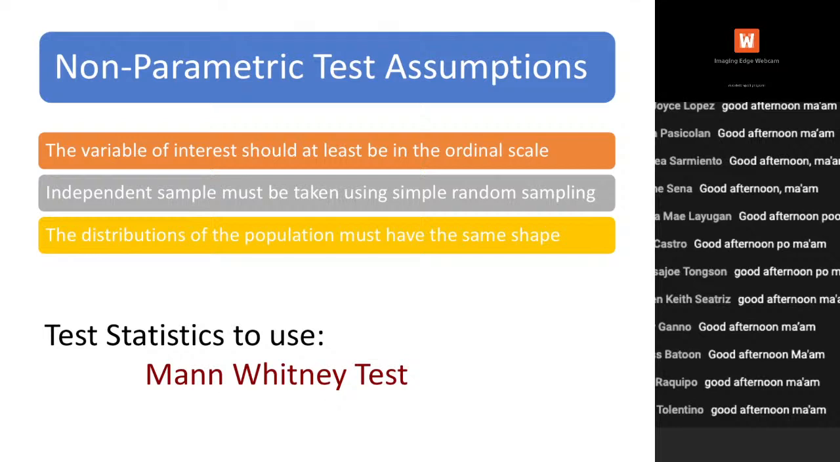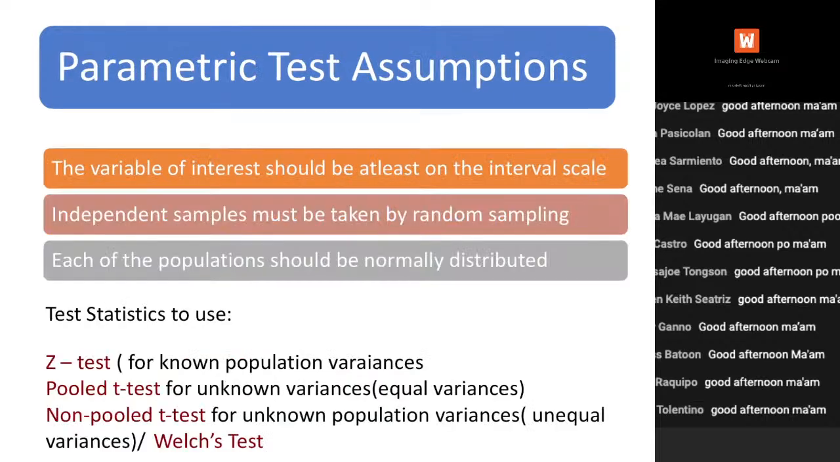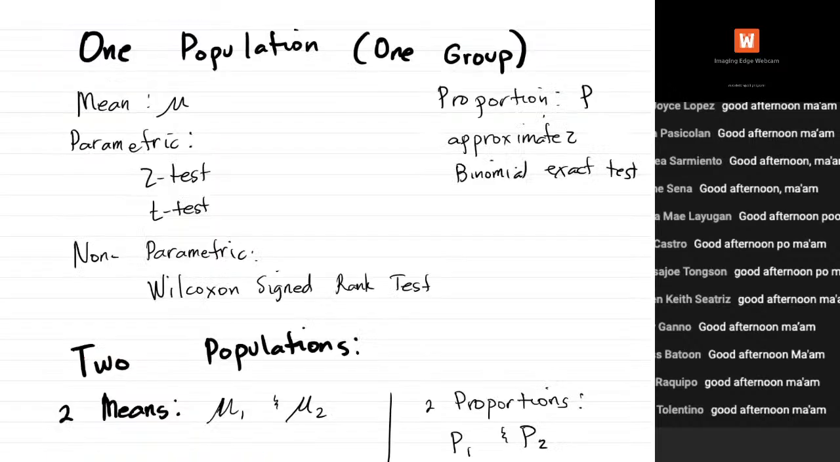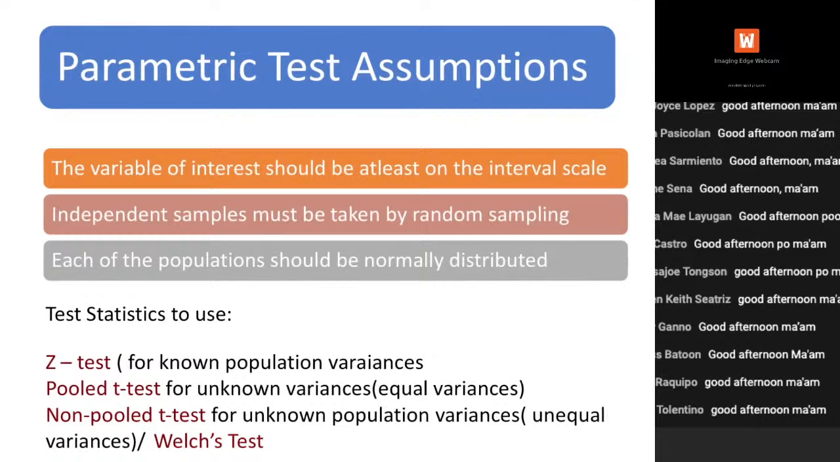Again, the data must be at least ordinal, quantitative. The sample is obtained by random sampling. The distribution of the populations must have the same shape. Ito ang difference. Kanina, for parametric, each population, diba dalawang grupo na tayo? Ito na tayo eh, two populations na kinocompare natin. Anong sabi ng third assumption? Each of the populations should be normally distributed.